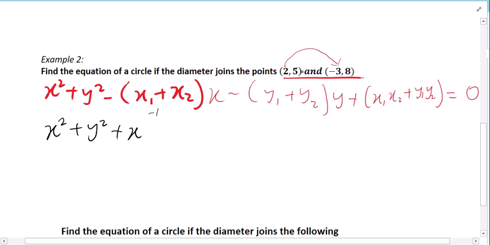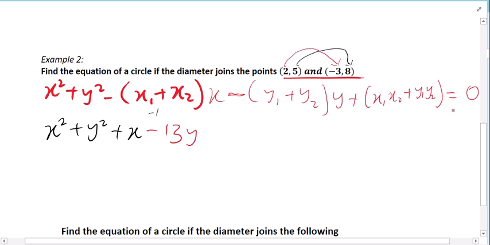So the y part, we are going to add the y1 and y2, and the y1 and the y2 are 8 and 5. So 5 plus 8 will give us what? 13. And there's a minus sign here. This is the minus sign we are talking about. So minus 13 times y. So minus 13y.